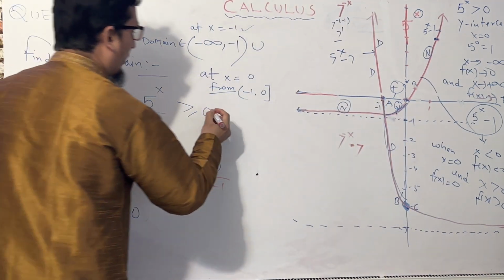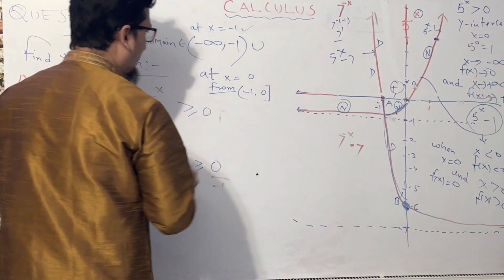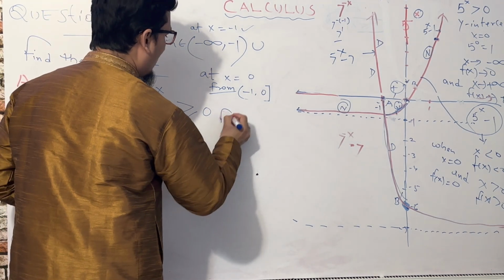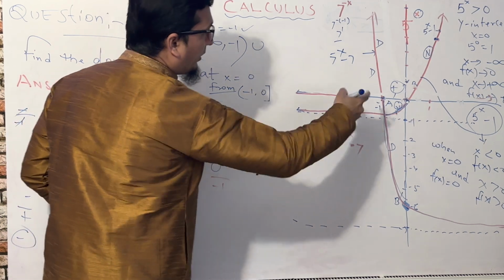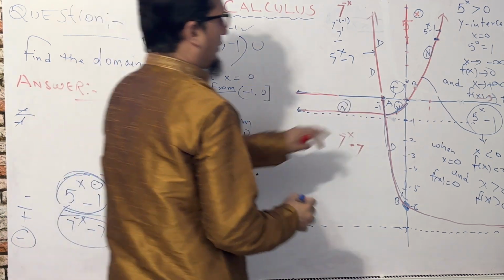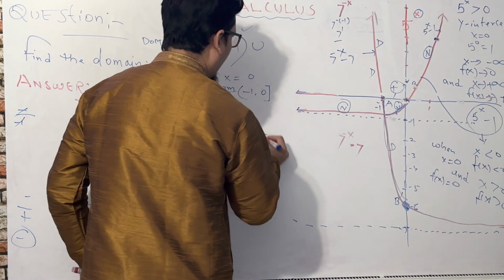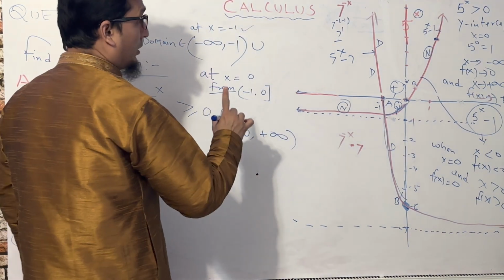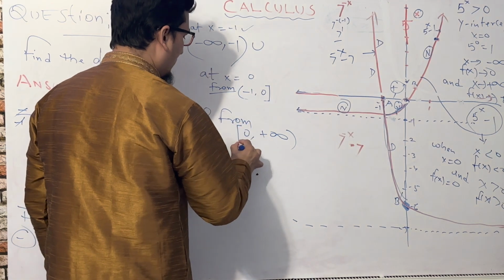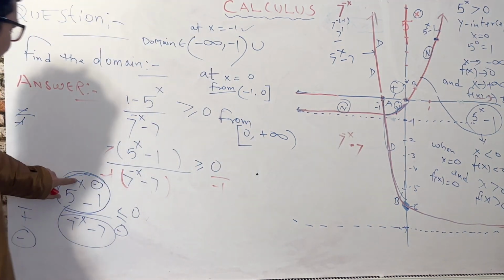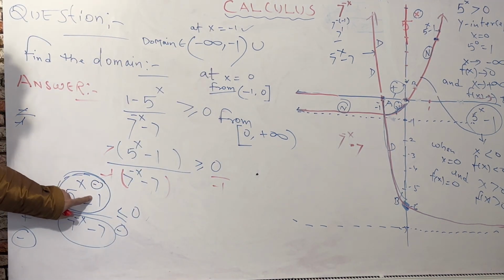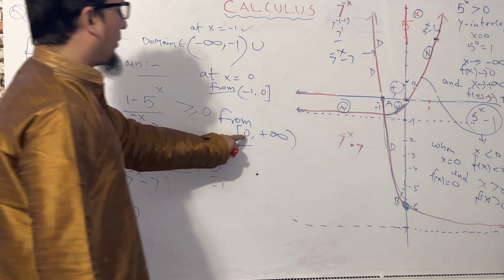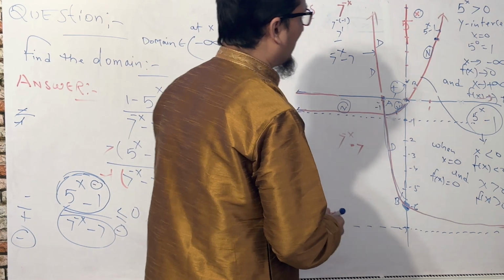So the next is what? We discuss from 0 to positive infinity. And remember, for the infinity use the open bracket, and for 0 I'm going to take 0. Why? Because if you put 0, 5 power 0 is 1, 1 minus 1 is 0, and I want the numerator 0 because this is less than or equal to 0. So from 0 to positive infinity, again I'm going to see the nature.